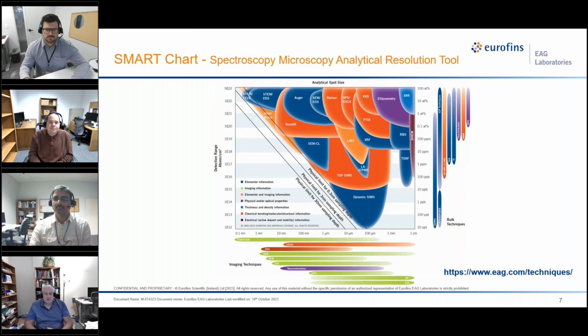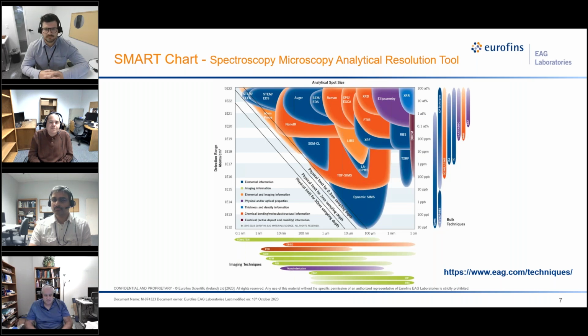So now let's take a look at the SMART chart, often referred to as a bubble chart. SMART is an acronym for spectroscopy, microscopy, analytical resolution tool, and it shows the techniques we have at EAG. It allows us to compare the spot size and detection limits of each technique, as well as color codes that indicate the type of analysis provided. It's worth pointing out that this bubble chart is constantly evolving and has grown considerably since its first introduction in the 1990s.